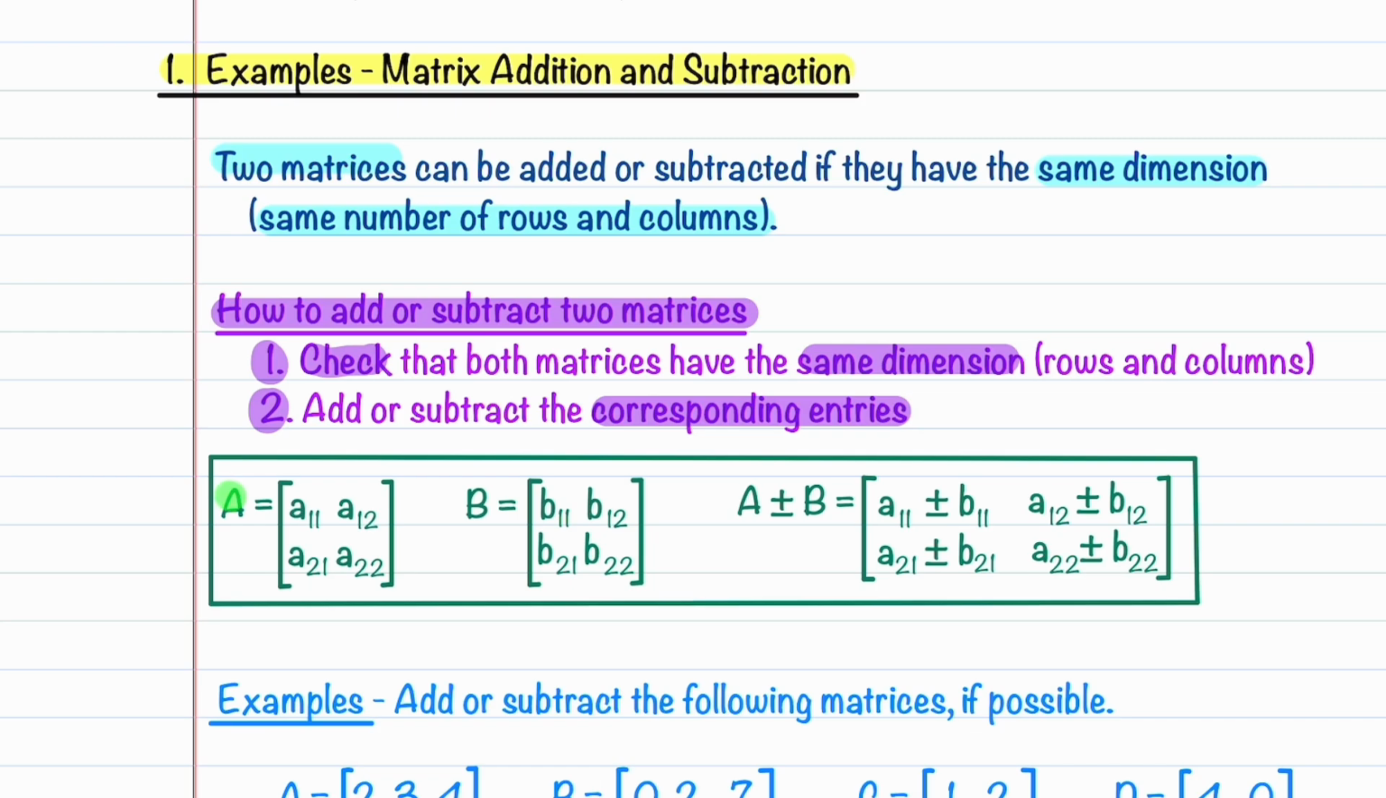Let's say we have a matrix A and a matrix B, and we want to add or subtract these matrices. What we do when we add or subtract them is we take each corresponding entry, such as A11 in the first row and first column, and then B11 in the first row and first column, and we just add or subtract them. We do the same thing for all the other entries.